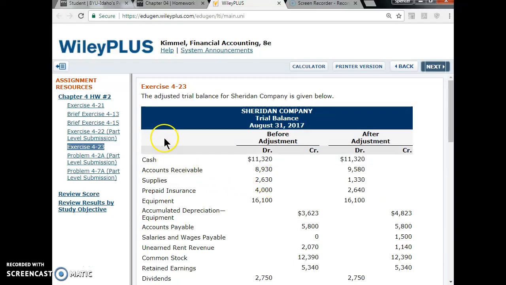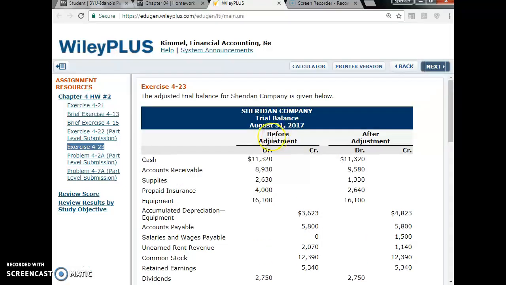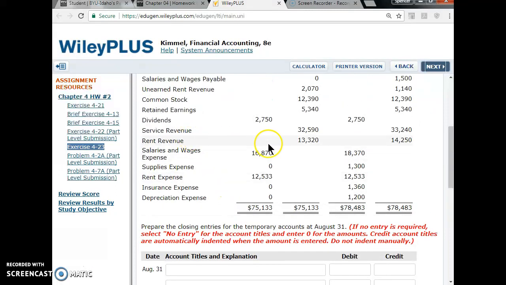Hey everyone, so we're on exercise 4-23 in lesson 5 today, and we're talking about closing entries. So here we have the trial balance for the Sheridan Company. We'll scroll down and look at this. The first ones we're going to do are the revenue accounts. Since revenue accounts usually have a credit balance, we're going to debit them to close them.